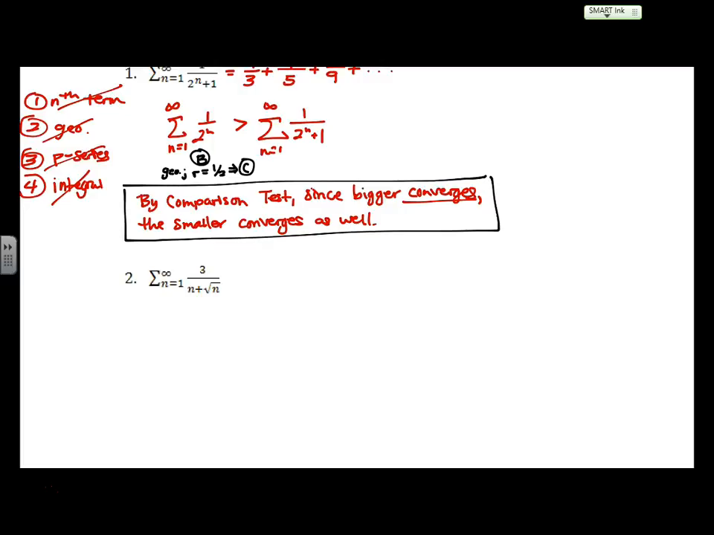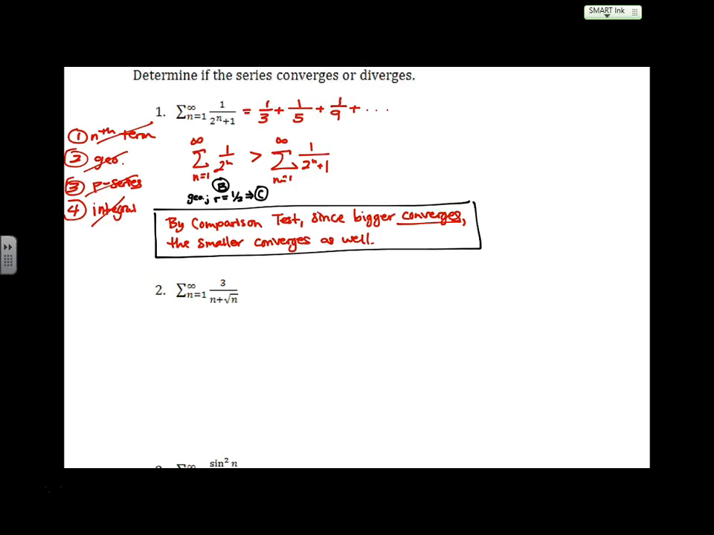Does that make sense? That little plus 1, he was a stinker. Except if we took him away and used the direct comparison test, everything turns out quite alright. So you guys go ahead and start thinking about number 2. Nth term, nope, limit is 0. Geometric, no. P-series, no. Integral test.